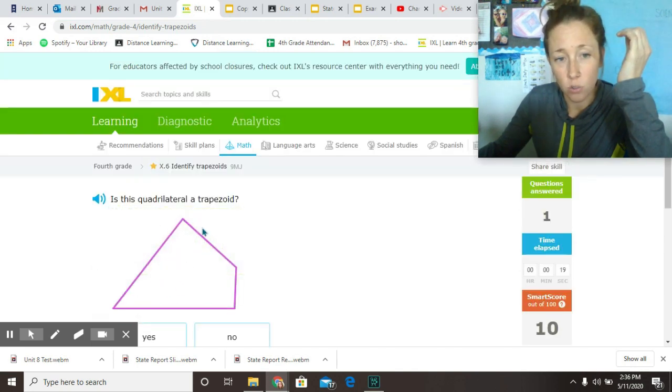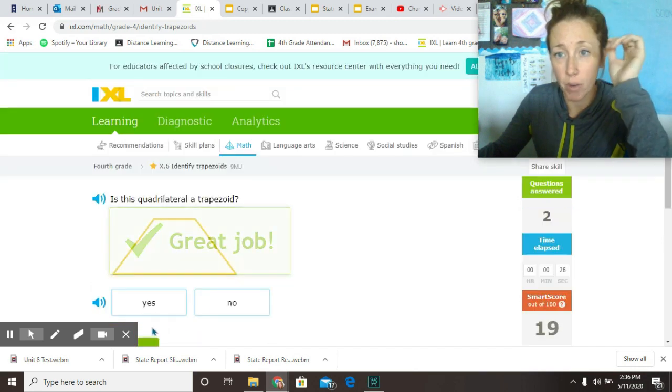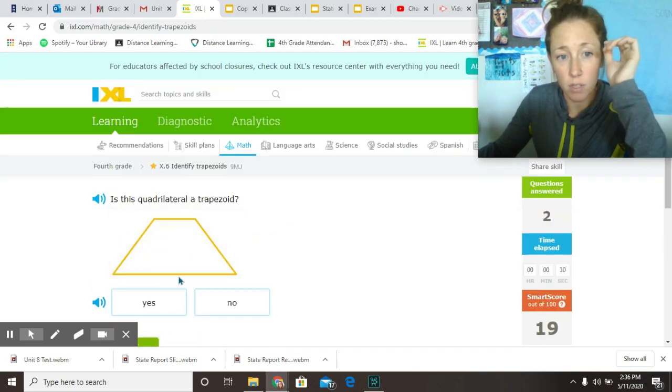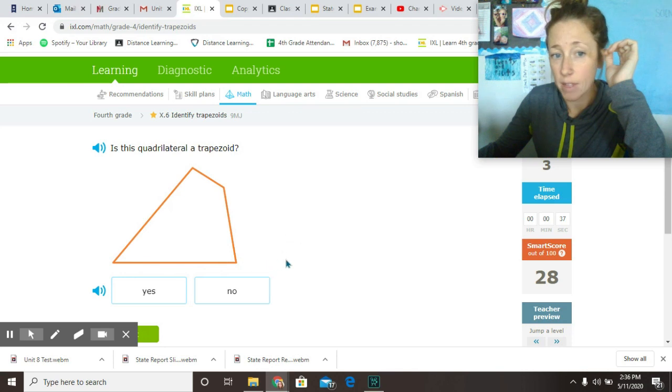This one, do I have any that are parallel? These are going to run into each other. These will eventually run into each other, so it's not a trapezoid. I said that one pair of parallel sides. This one and this one, those are parallel, so that would be a trapezoid. These are going to run into each other, so that would not be a trapezoid.